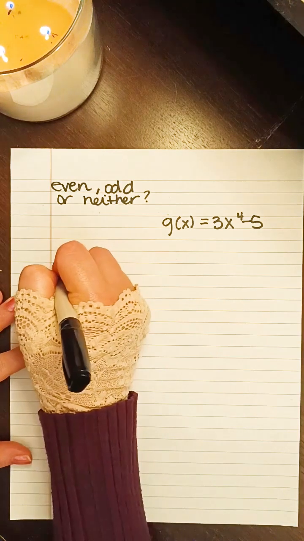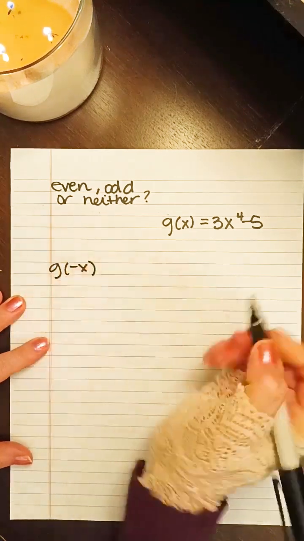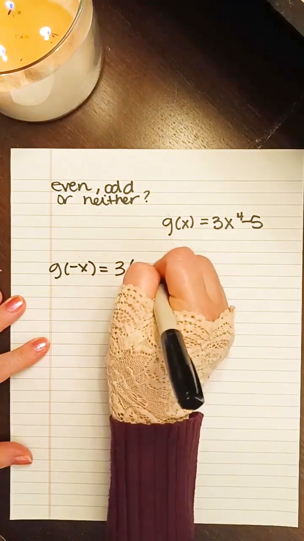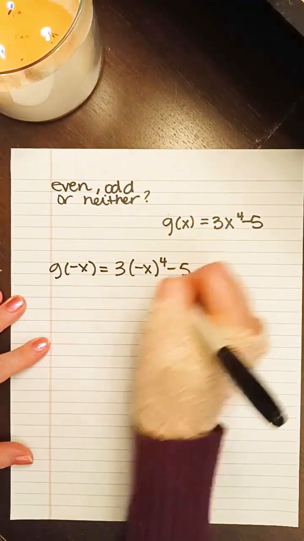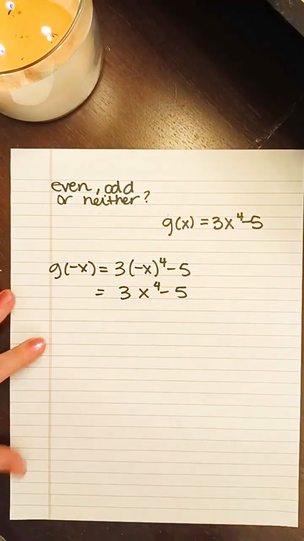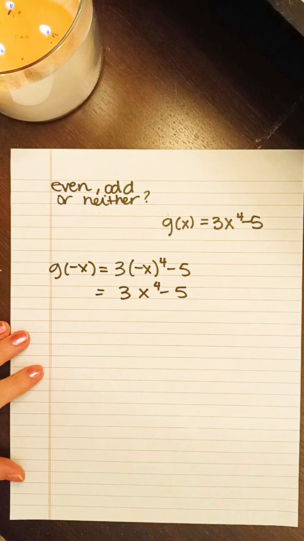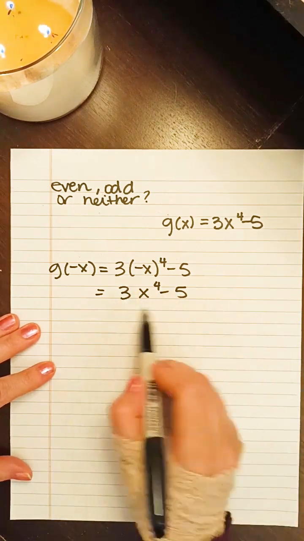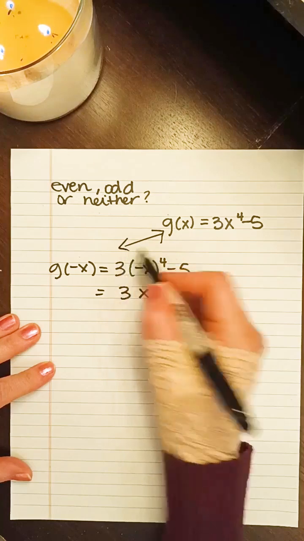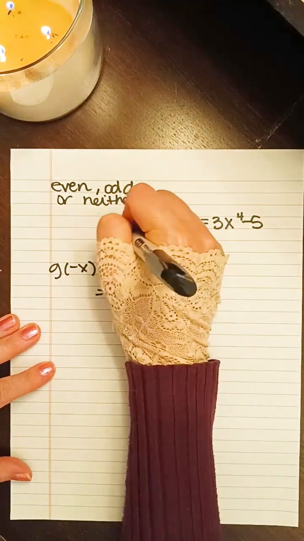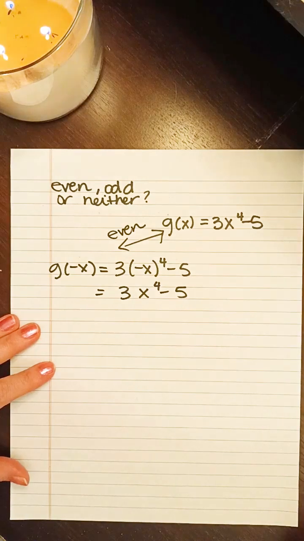So we find g of negative x. Wherever I've seen x in g, I replace it with a negative x, and then I simplify it. Negative x to the fourth is x to the fourth, times 3 is 3x to the fourth, minus 5. And if this result is the same as g of x, if these two are the same, then the function is even.